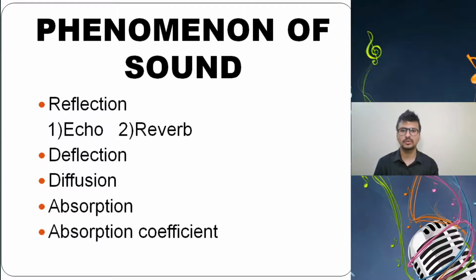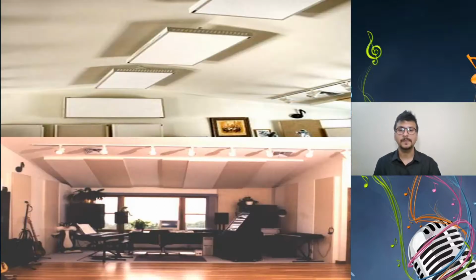The word reverb is also commonly used in editing terms. You'll see this echo reflection described with the term reverb or reverberation. Deflection is the phenomenon. Diffusion, absorption, and absorption coefficient: these words are not very important as per your syllabus, but you should know what they mean. Diffusion is when sound gets diffused as it goes from one medium to another. Absorption is when we are losing the sound. And the absorption coefficient is related to the absorption.